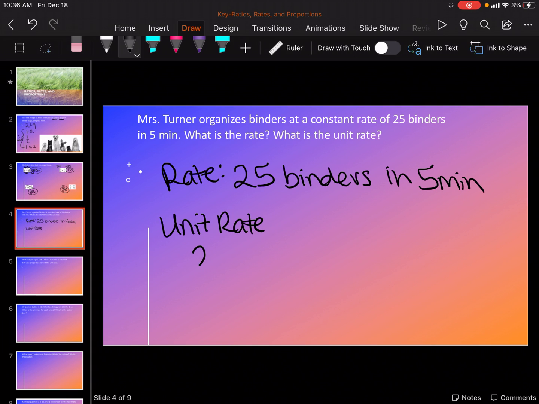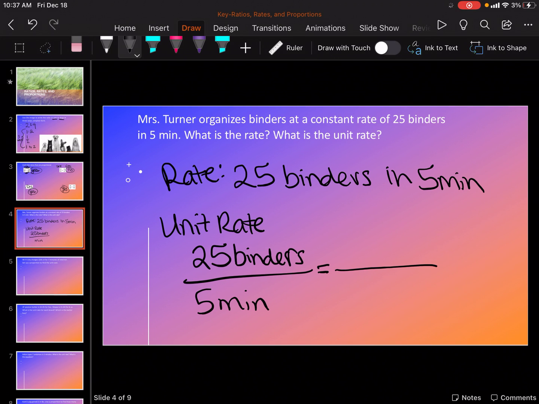So you're going to set up a proportion. That's going to be the biggest thing in this unit. So 25 binders in 5 minutes. Those two are corresponding. They're going to go together. We want to know how much it is for 1 minute. So this is our question mark, okay? And this is how many binders.